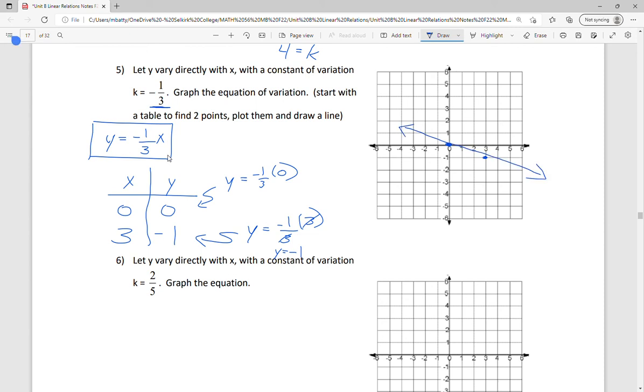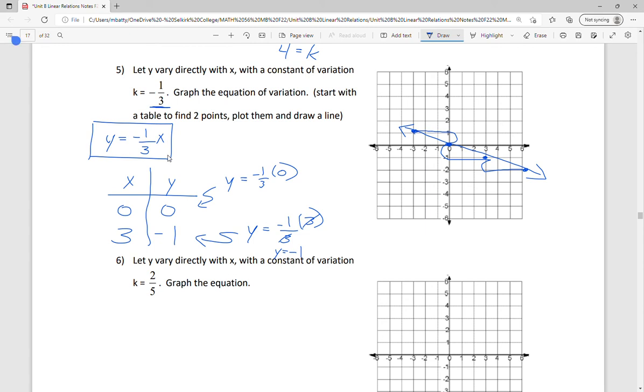And really kind of bringing it all in together, that constant of variation is your rate of change and it is your slope. A negative 1/3 tells me to go down 1 and over 3 to get to all of the points that are on the line. Or I could go up 1 and to the left 3 to get to those points on the line.